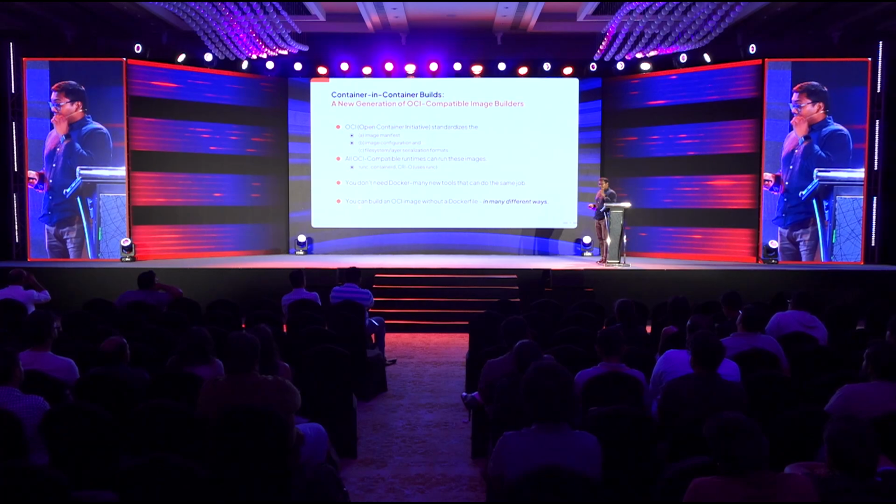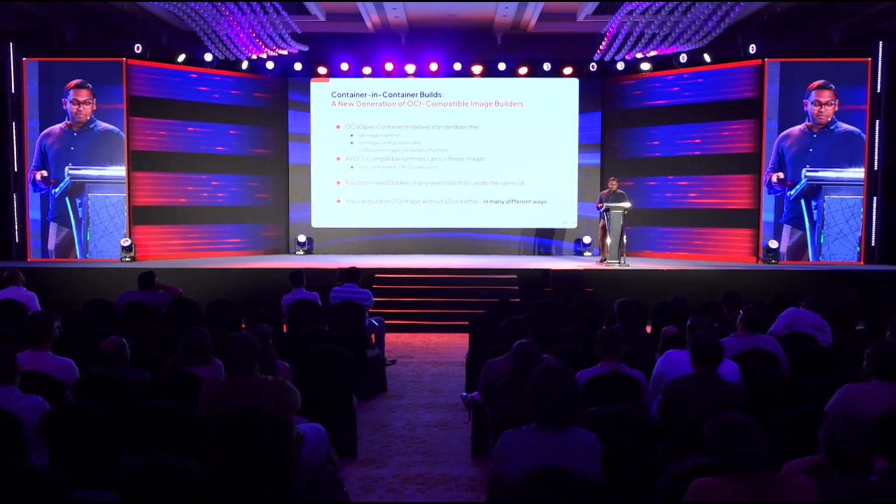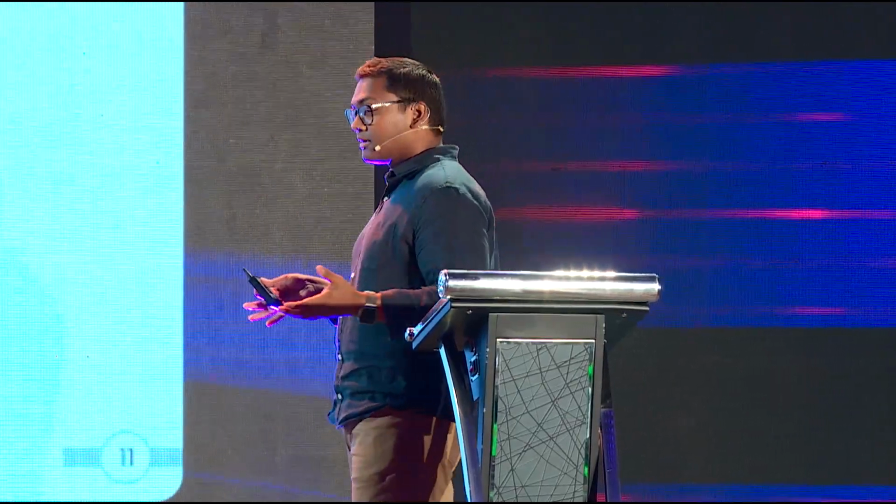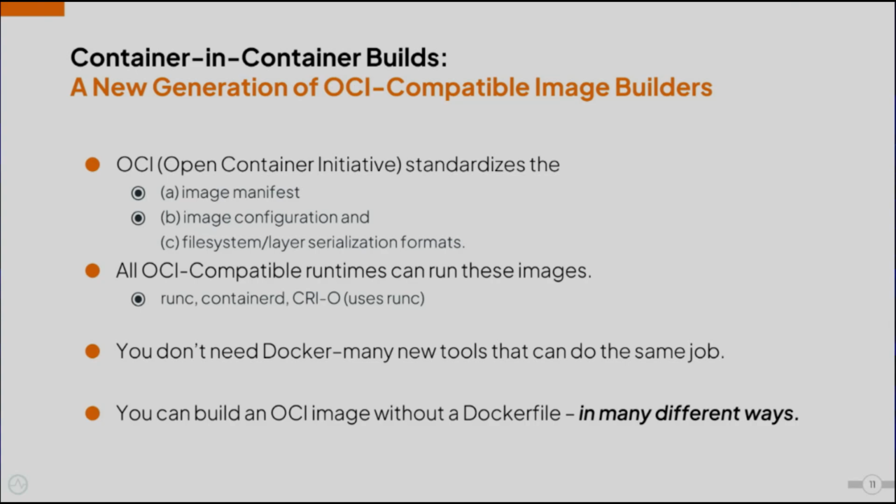Now, again, if you remember, this was a problem of the past because we now have a whole new generation of OCI compliant image builders. OCI is the Open Container Initiative. It's something Docker started and people have started contributing to it, and that lays down an open standard for how we build images, things like the image manifest. I won't go into the details because we don't have enough time to explain all that. But the idea is you can build an OCI compliant image.